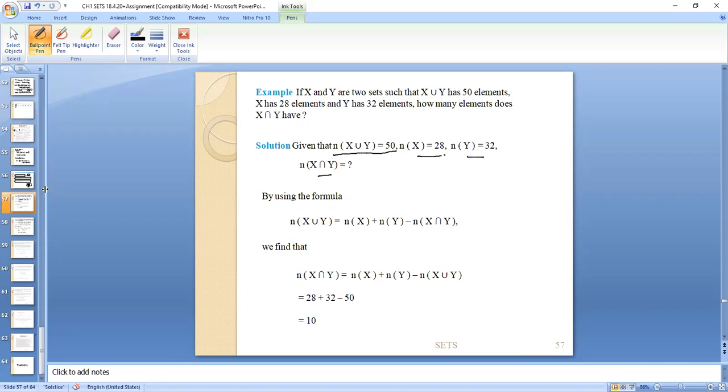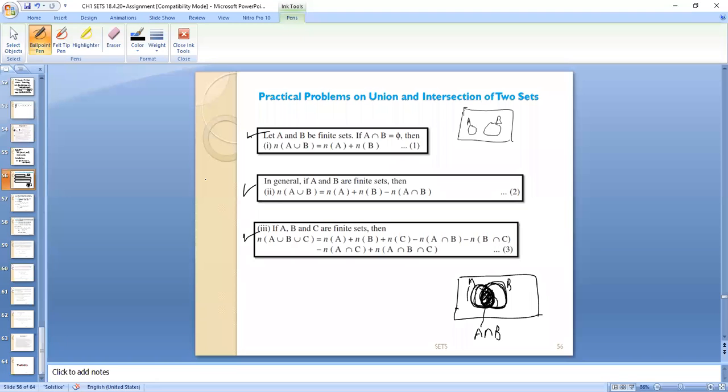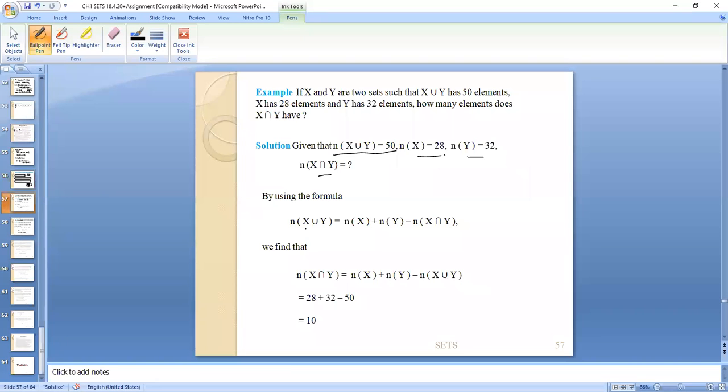So we will apply the formula number 2, right? It is X union Y: number of elements in X union Y is equal to number of elements in X plus number of elements in Y minus number of elements in X intersection Y. We will apply this formula. We will put the values.